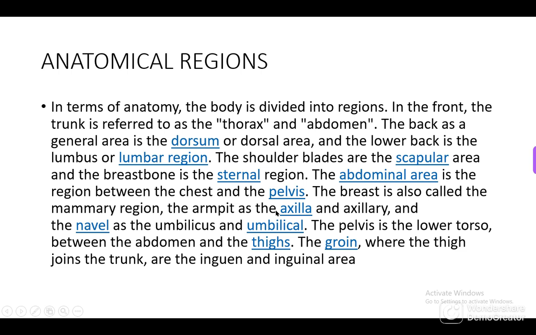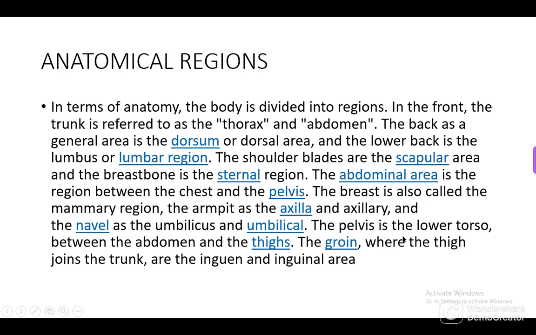The abdominal area is the region between the chest and the pelvis. The pelvis is included. And behind the pelvis, the most inferior side of the pelvis is called the perineum. The breast is also called the mammary region, the armpit is the axilla, or axillary, and the navel. Terminology we use is umbilicus here, or umbilical region.